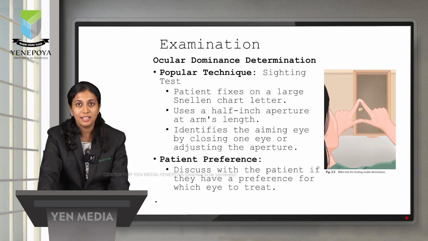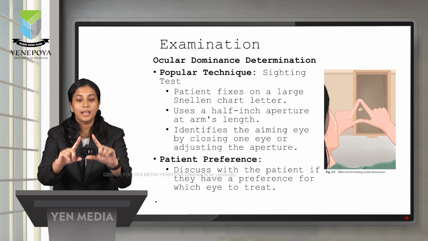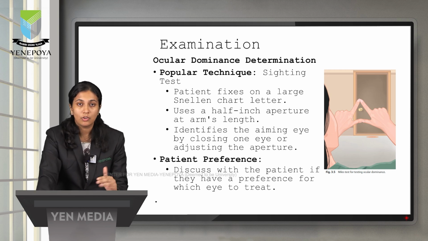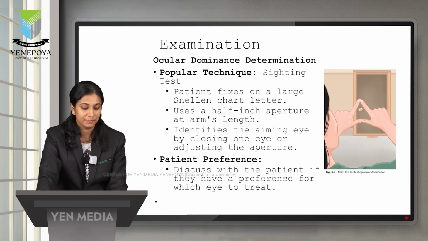Ocular dominance testing. In this, you ask the patient to look at the largest Snellen chart alphabet, and then you ask them to make an aperture using their fingers and move it towards the patient. The patient is asked through which eye he or she can see the alphabet. So if the patient tells you right or left eye, that eye is considered to be the dominant eye, and that eye is taken up for the procedure if the patient doesn't have any preference. But if the patient has any preference for an eye, you go according to the patient's wish.